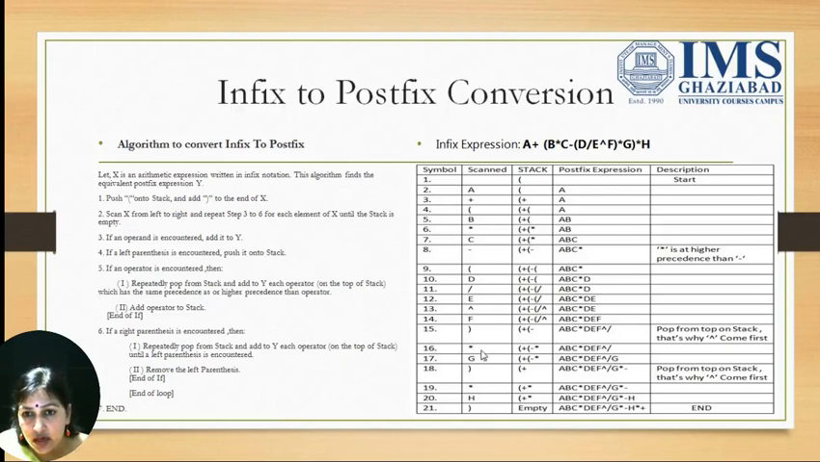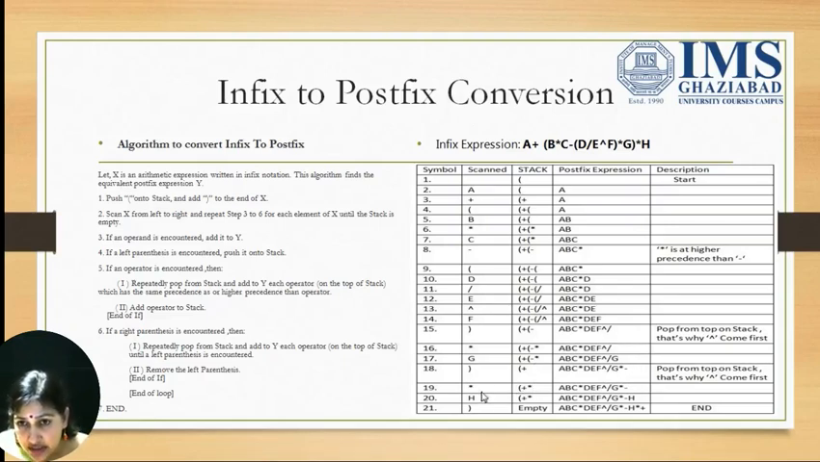Now multiplication is encountered, no same or higher precedence operator exists on the top of the stack, so just push this multiplication on the top of the stack. G, add it to the postfix expression. Again, right parenthesis is encountered. So pop from the stack until the corresponding left parenthesis is encountered. So multiplication and minus are popped and added to the postfix expression.